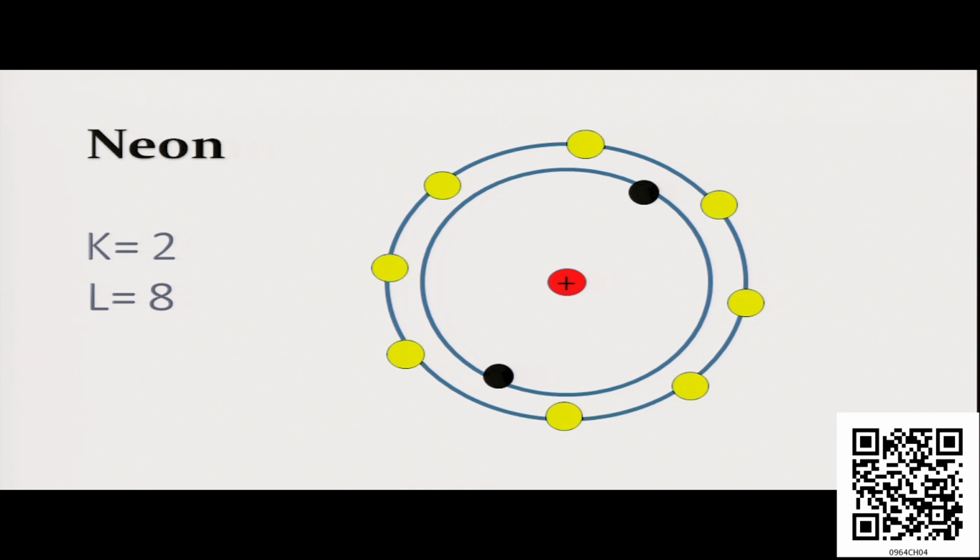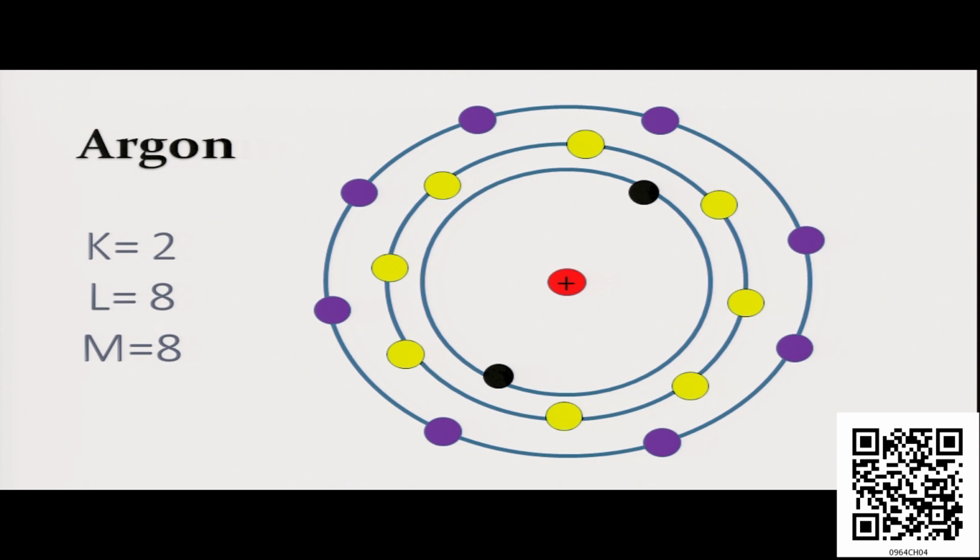Similarly, we can take another example. In argon, there are 18 electrons, distributed as 2 in the K shell, 8 in the L shell and again 8 in the M shell. Here also the M shell contains 8 electrons, so we say it has a complete octet, and because of this argon also shows very little chemical reactivity. So any element having 8 electrons, or which can achieve 8 electrons in its outermost shell, will have a stable electronic configuration and will be very stable in nature.